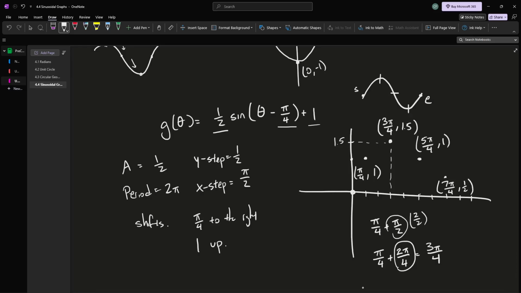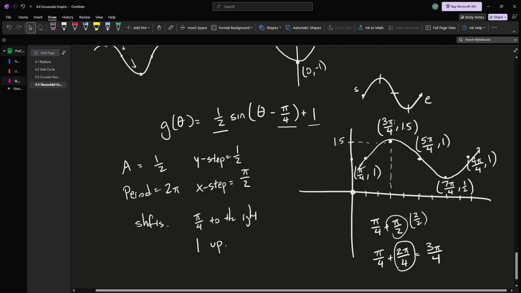And then finally, we go back up to 1. And my x value is 7 pi over 4 plus 2 pi over 4, so it's 9 pi over 4. And now this is my graph. We see it still looks just like a sine curve. It might be a bit flatter because amplitude is 1/2. It doesn't really start at 0, but this is my graph. If you have any questions, please feel free to reach out, and good luck.